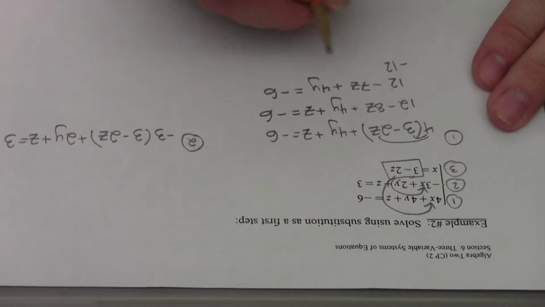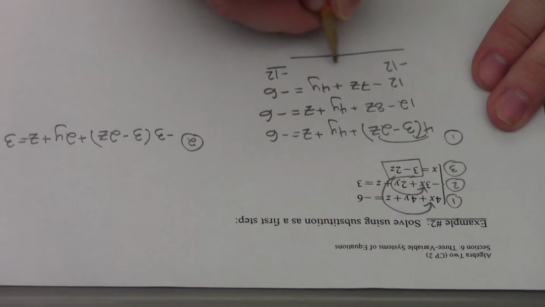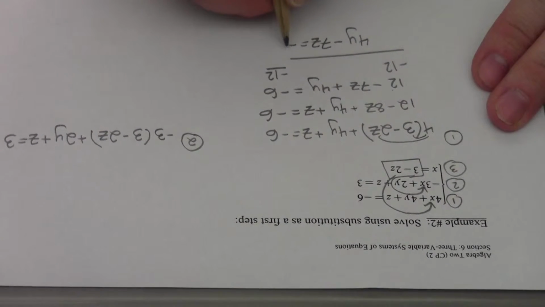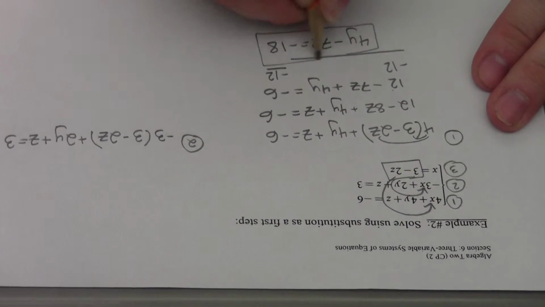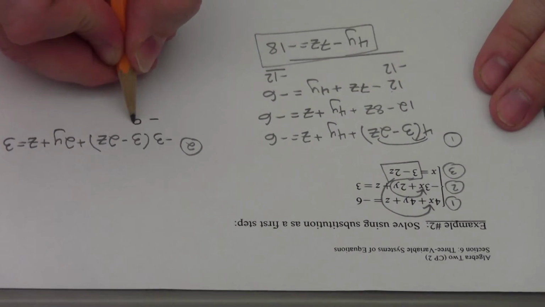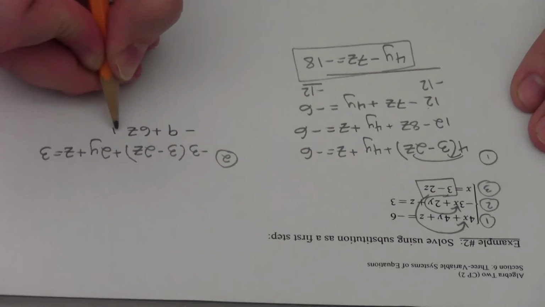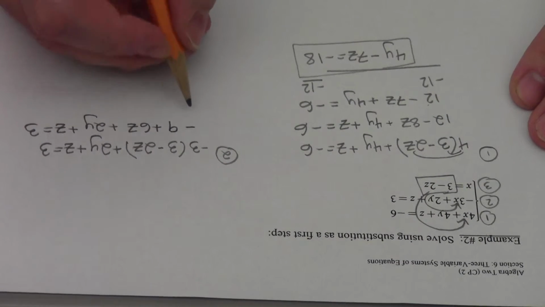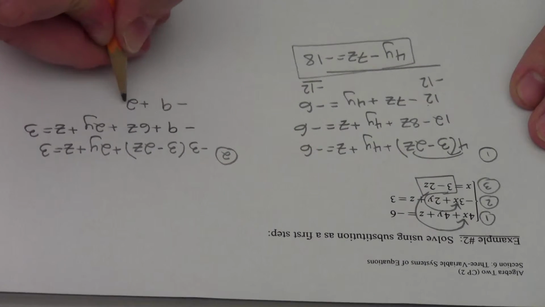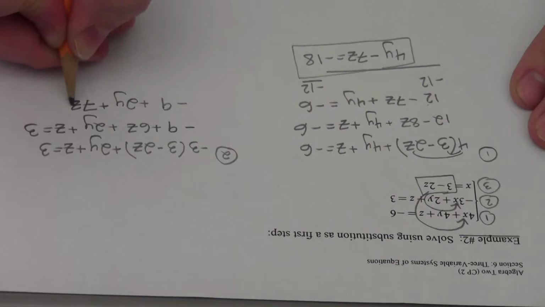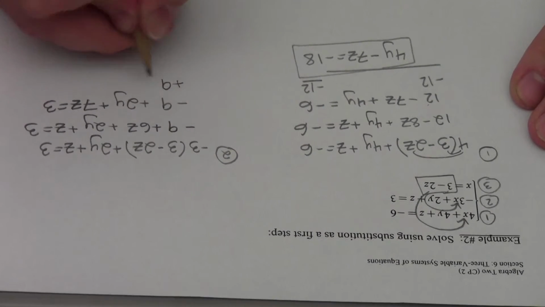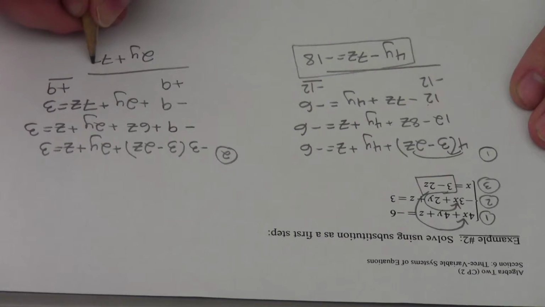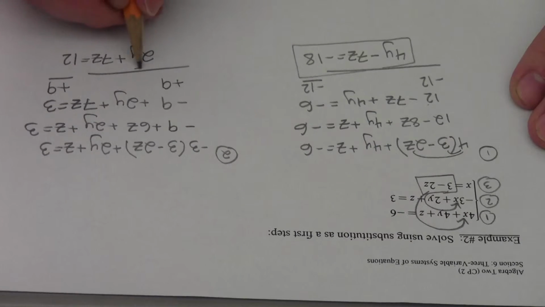I'm going to subtract 12 from both sides. I'm also going to switch the order of my y's and z's, and I'm going to get 4y minus 7z equals negative 18. In the second one, I get negative 9 plus 6z plus 2y plus z equals 3. Combining like terms, I get negative 9 plus 2y plus 7z equals 3. Add 9 to both sides, and we get 2y plus 7z equals 12.